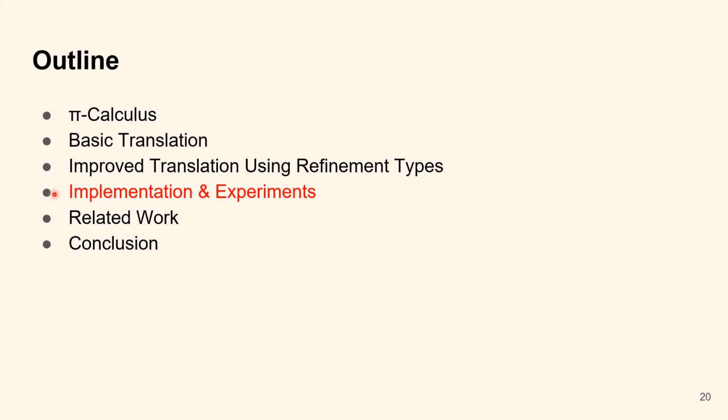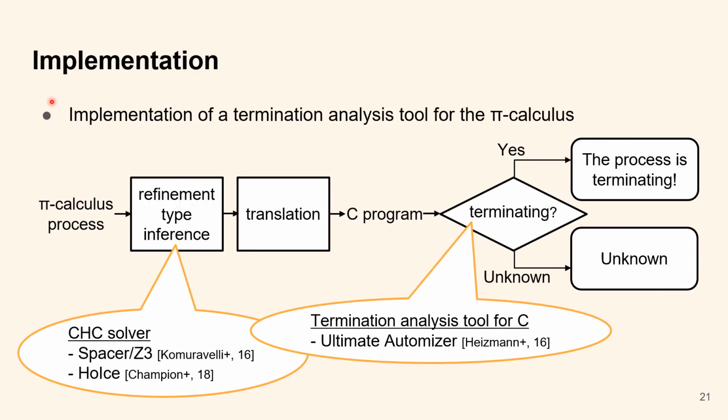Next, we will report an implementation and experiments. We have implemented a termination analysis tool for the pi calculus. First, we inferred refinement types in a pi calculus process. The backend CHC solvers were Spacer, Z3 and HoIce. Next, we translated the pi calculus process to a C program. Finally, we used Ultimate Automizer as a termination analysis tool for C.